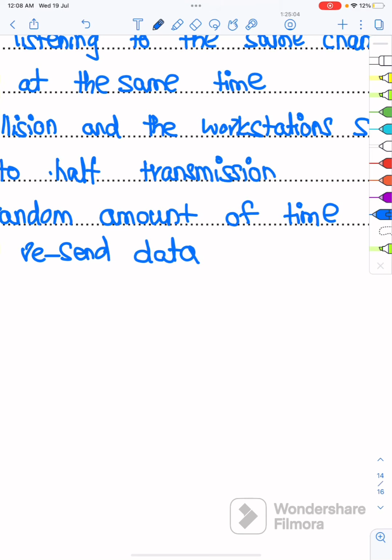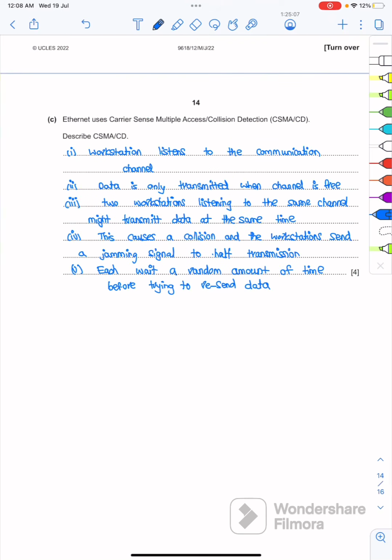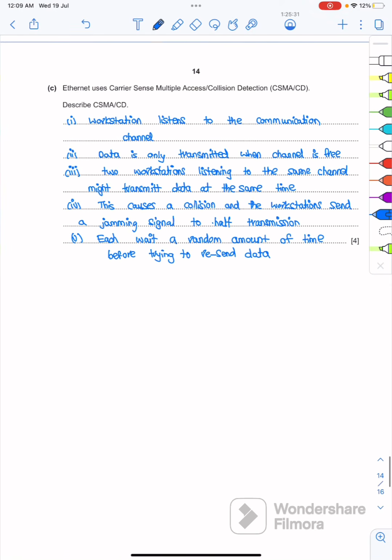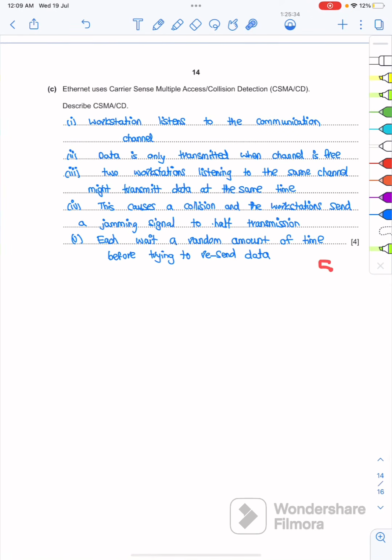So to quickly summarize in a few seconds, a workstation is listening to a channel. Data is only sent when the channel is free. Now sometimes, since there are multiple workstations connected to a channel, they might send it out at the same time. A collision does occur. Once a collision occurs, that's where this collision detection mechanism starts working. The workstations send a jamming signal which halts transmission, and they both wait a random amount of time. The keyword is random amount of time, and then they attempt to resend the data. So that is 5 marks. You only need to mention 4 of these, but I'd recommend you understand and learn all 5.